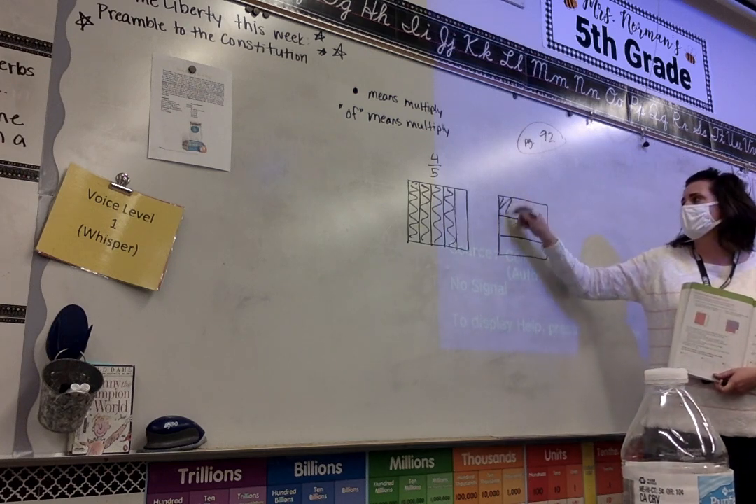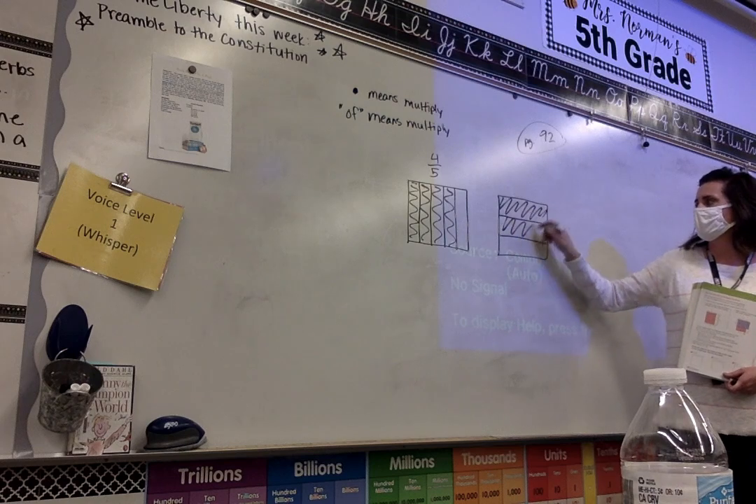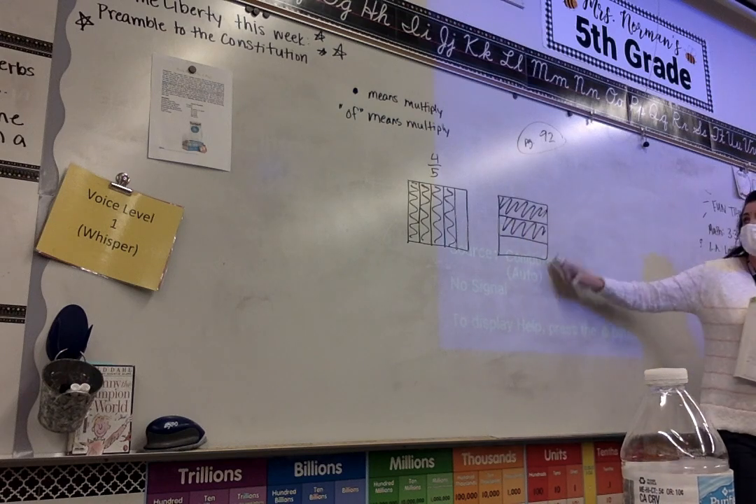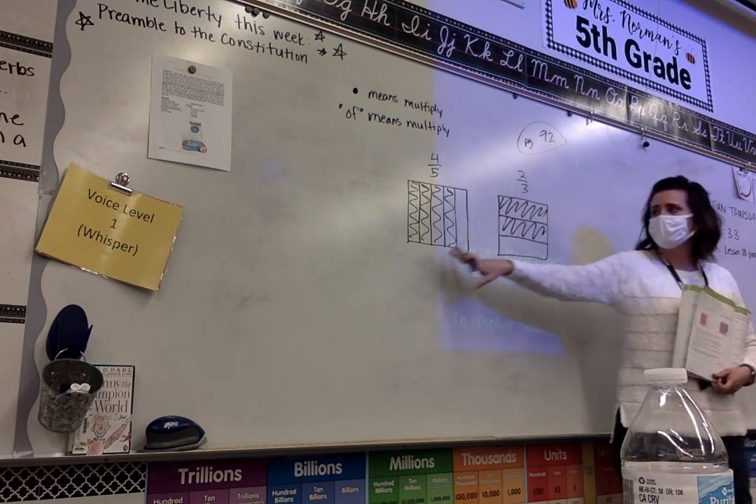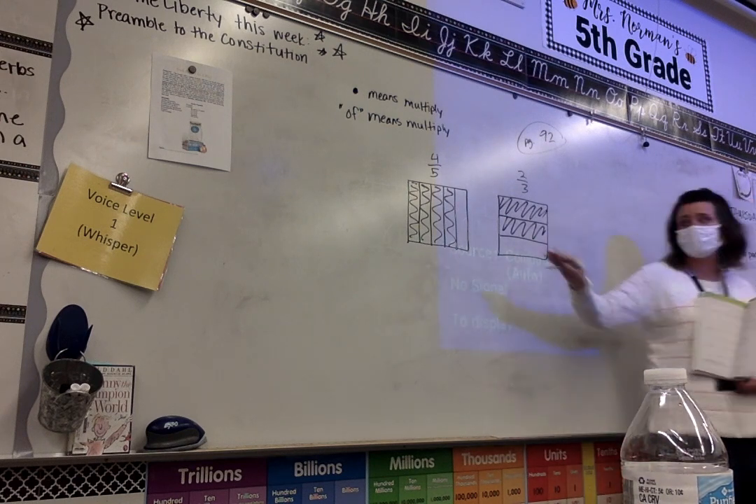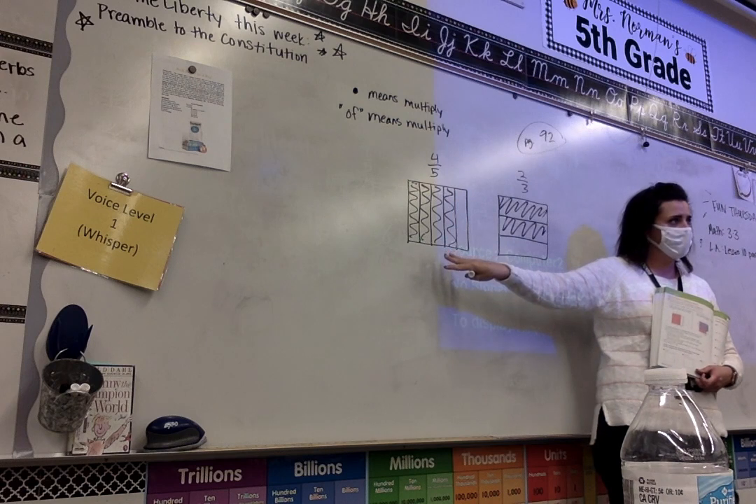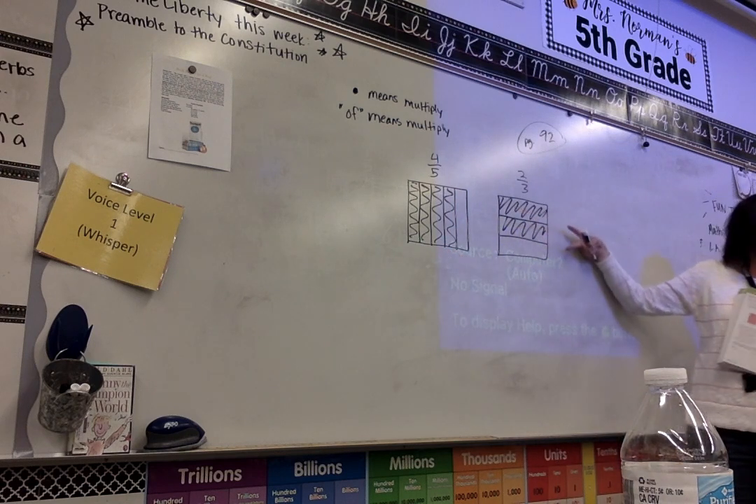Riley, have a seat, friend. I need your eyes right up here. Okay? So this one represents 2/3. You with me? I've got 4/5 right here and 2/3 here. Now notice my lines on my 4/5 go this way. My lines for my 2/3 go this way.